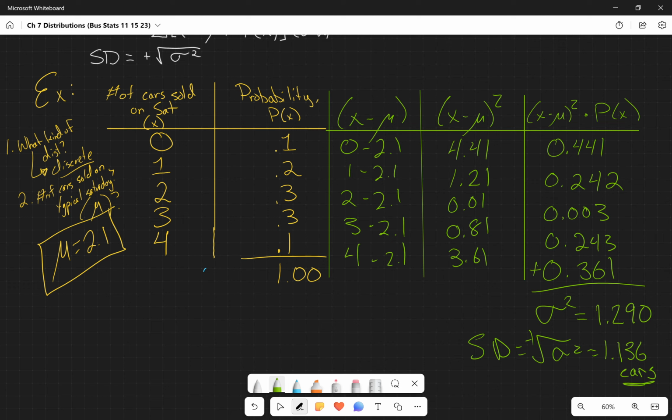Questions on discrete, continuous random variable probability distributions, calculating the mean, the variance, and the standard deviation?